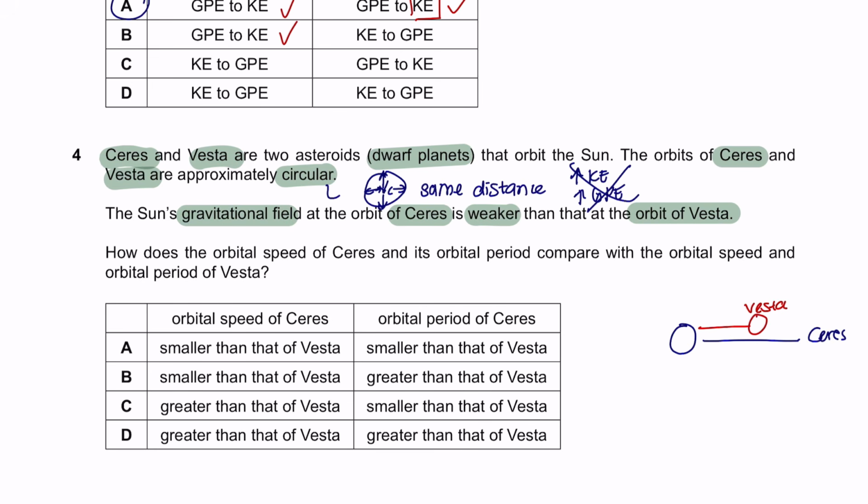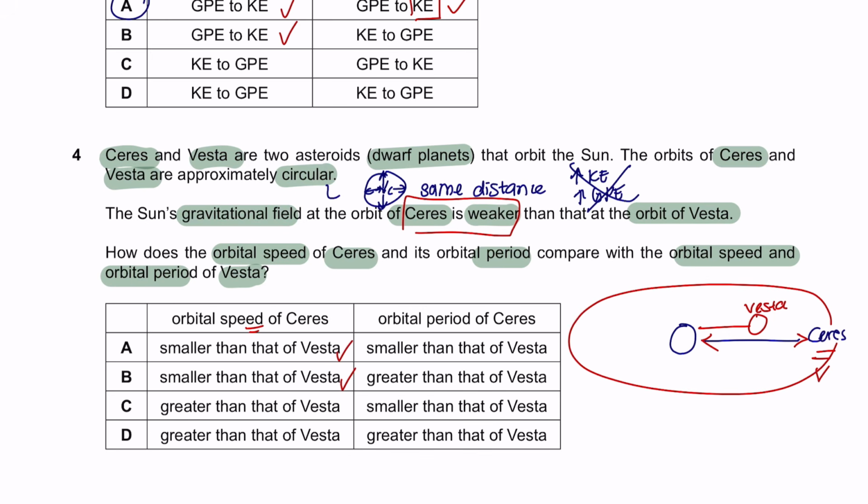Hence the reason why Ceres has a weaker gravitational pull is its distance from the Sun, which is very far away. How does the orbital speed of Ceres and its orbital period compare with the orbital speed and orbital period of Vesta? Since Ceres is further away from the Sun, the speed would be smaller compared to Vesta, but it would have a larger orbit around the Sun. So the answer here is B.